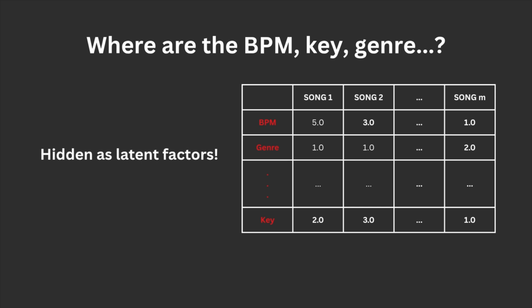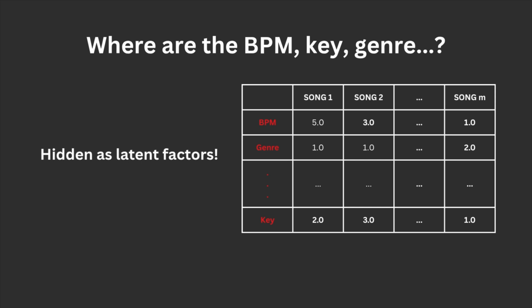Think about it. Even if you don't know the technical details, part of why you love certain songs is that they share some kind of pattern, a vibe, or a mood. When we reconstruct the matrix, each latent factor combines these subtle patterns to help recommend songs.